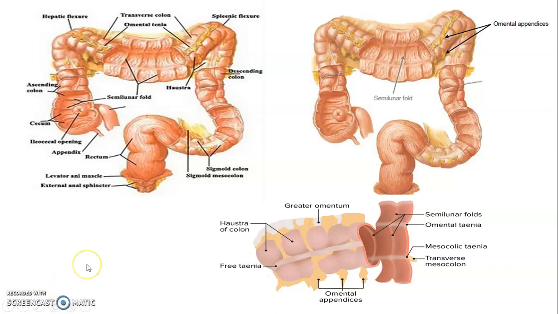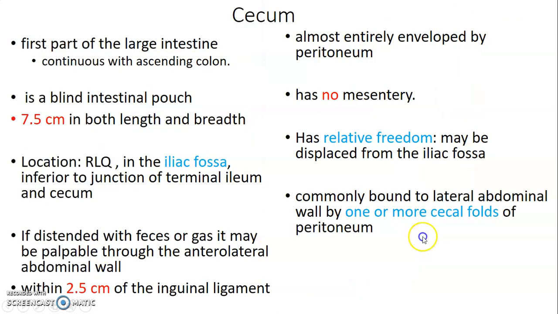Already discussed. So we proceed to the cecum. Yeah. So the cecum is the first part of the large intestine. Cecum is the first part, and from cecum we continue. The colon continues, ascends upwards as ascending colon.